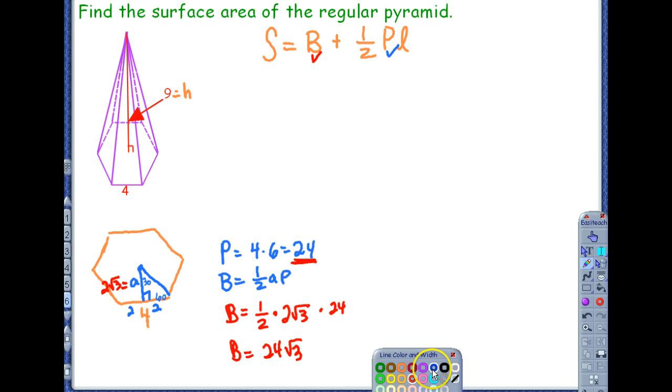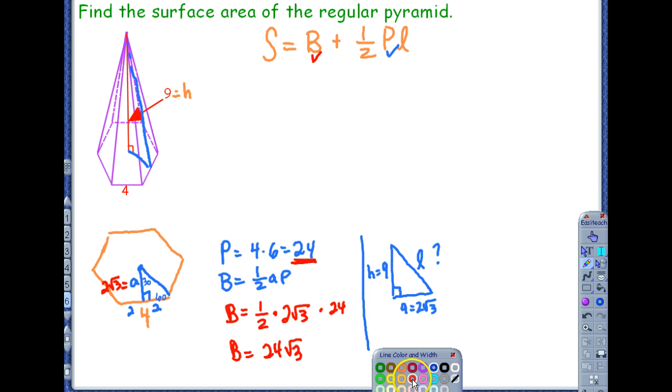And the slant height, I remember we were talking about when we draw it in, which is not drawn on the picture that we have here, we know that it is the height of one of the faces, and that with the apothem and the actual height, it forms a right triangle. So let me draw this in. This is your height, the actual height, which is your 9. This is your slant height, which is what we're trying to find. And this is the apothem, which is our 2 radical 3.